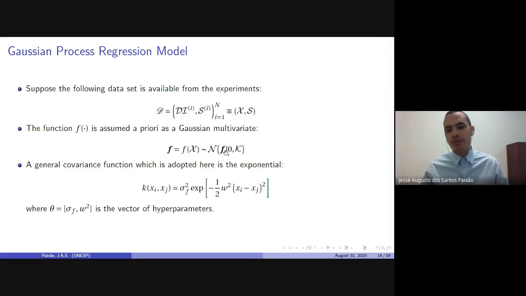Here we suppose a zero mean just to simplify the mathematical formulation, but any other trend could be adopted here. And the problem here is how to select an appropriate covariance function, or how to define this covariance function that will describe our prior distribution given by the training data set. In this work, we propose the application of the covariance function of the exponential family, which is represented by this equation here. Each element of our covariance matrix will be given by this equation, where we have as hyperparameters the variance of our function f, and also the length scale w.